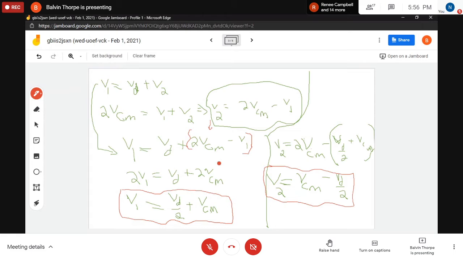If that's the case, we can move down to here. Now we can put the V1s together. If we bring this V1 over to here, it becomes 2 V1, and that 2 V1 is going to equal VD plus 2 VCM. Agree? And therefore, dividing both sides of the equation by 2, we get V1 equals VD over 2 plus 2 VCM over 2, which leaves us with VCM. We can call this equation 7.